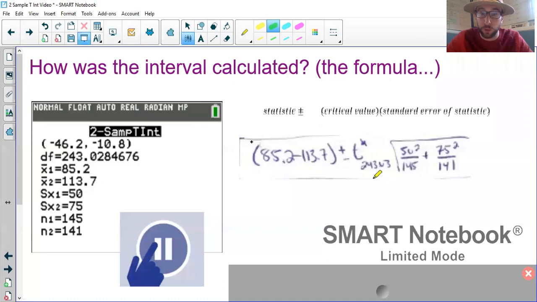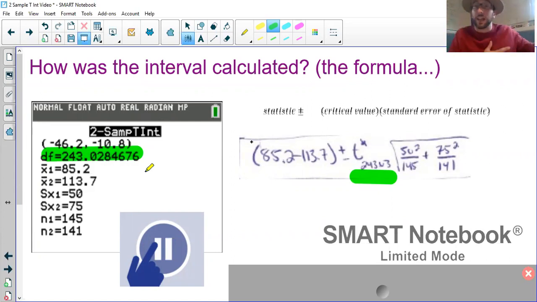Where we go? Quick. Boom. So that's all you're seeing here. Subtract our 2 sample means. We got men minus women. Notice here I just wrote T star. There's that weird 243.03 degrees of freedom. Right now I'm just going to write T star, showing we understand that's what would go there.